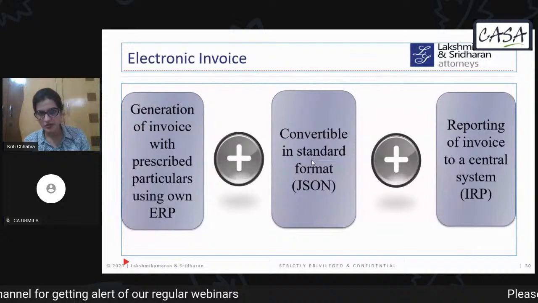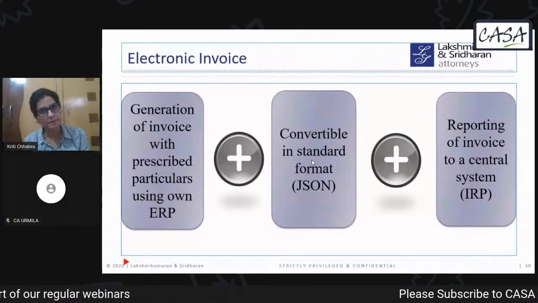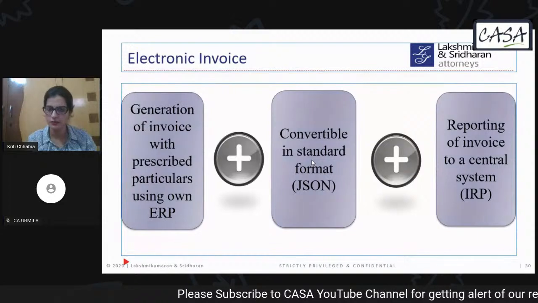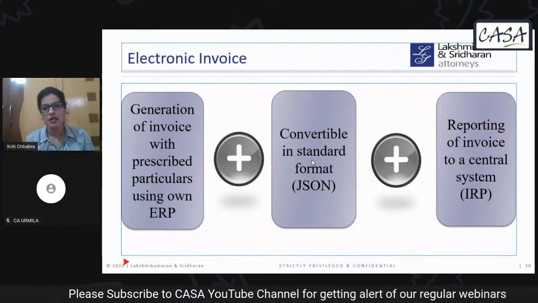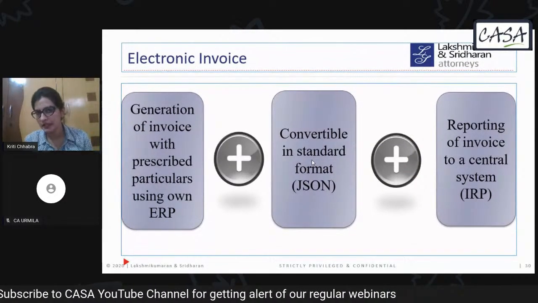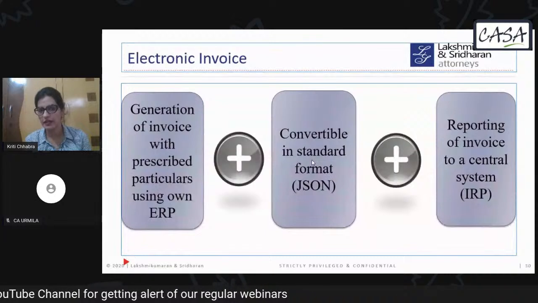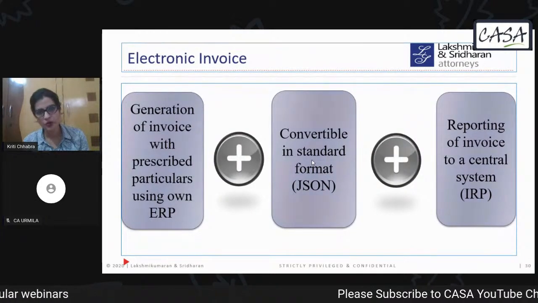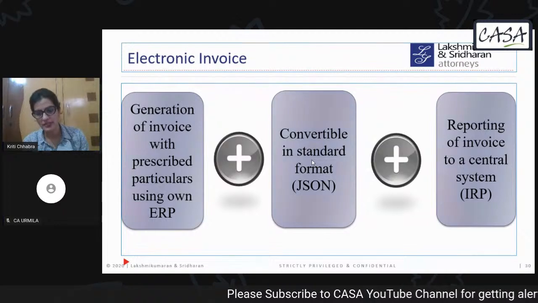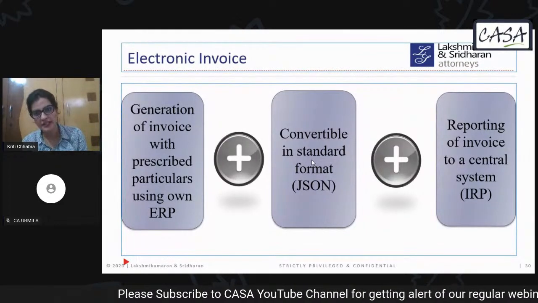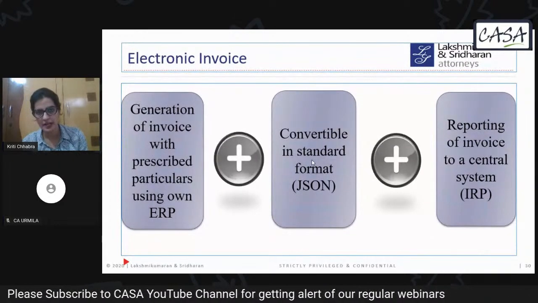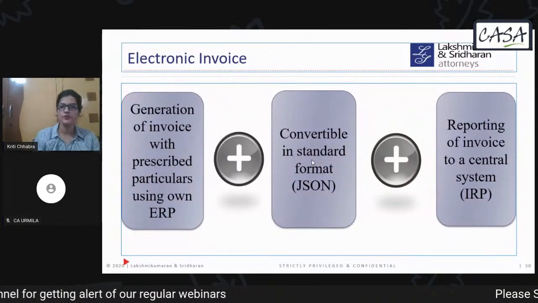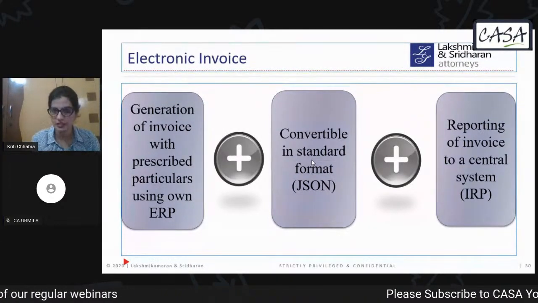So the current invoice of yours should have the mandatory fields which have been introduced by the government in your current invoice system. Second, that system should be capable enough to convert that file into a JSON format. Third, you have to report this invoice data to the IRP portal of the government, and then it will generate an IRN which should be affixed on the invoice. So this is the whole procedure. You have to only follow these three steps.